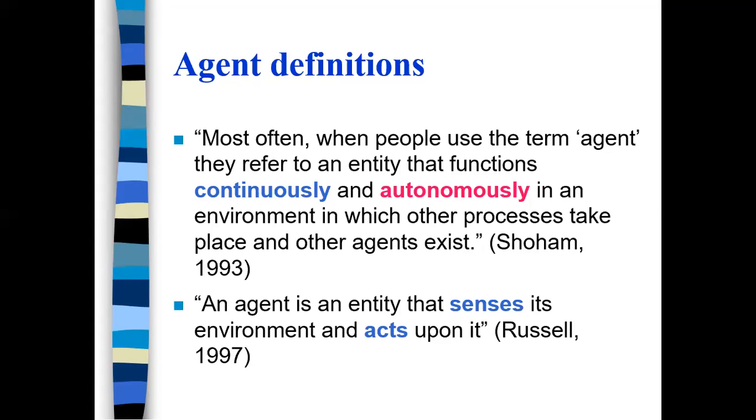Another definition, by Russell 1997: an agent is an entity that senses its environment and acts upon it. So it has a sensor that can sense the environment, which is what the system is inside, and it can act upon it. That is the definition by Russell 1997.